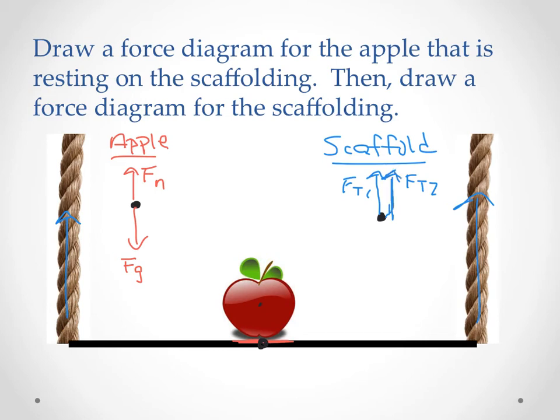All right. We also have the force of gravity pulling down on the scaffolding, so that's the weight of the scaffolding, but you also have the force of the apple pushing down on the scaffolding as well. So we're going to call that the force of gravity of the scaffolding and the gravity from the apple, which often is referred to as a normal force from the apple. So you can think there are 4 forces acting on the scaffolding, but only 2 forces acting on the apple.